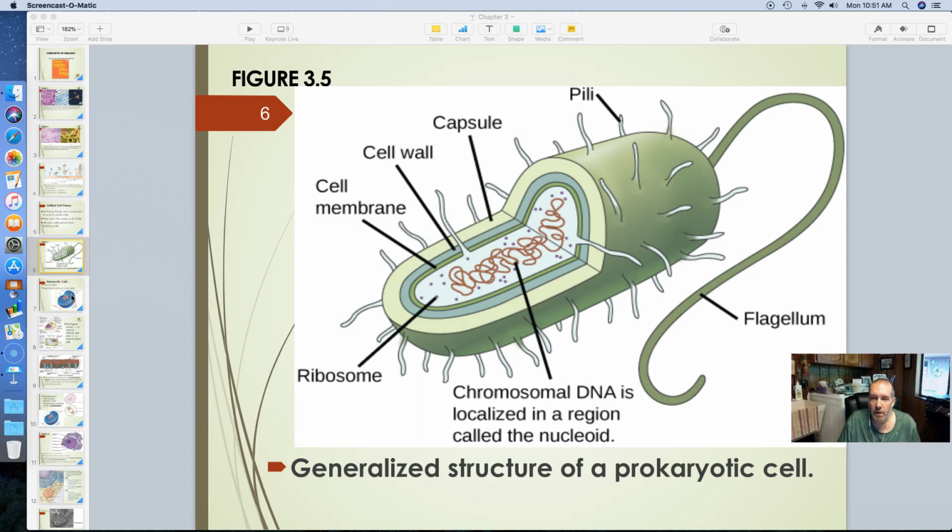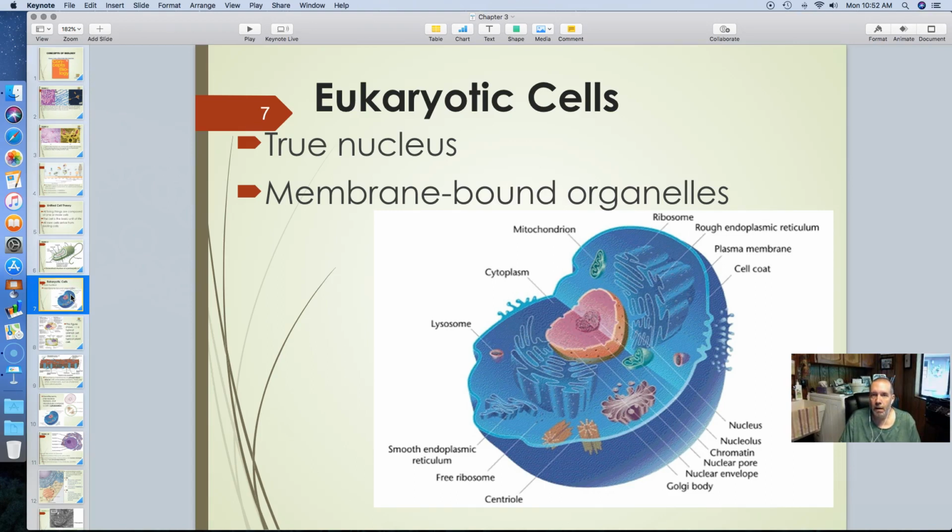Prokaryotic cells are simpler. They aren't as complex in their structure or their organization compared to a eukaryotic cell. So eukaryotic cells are typically found in more evolved living things. They're a lot more complex. They do have a true nucleus.